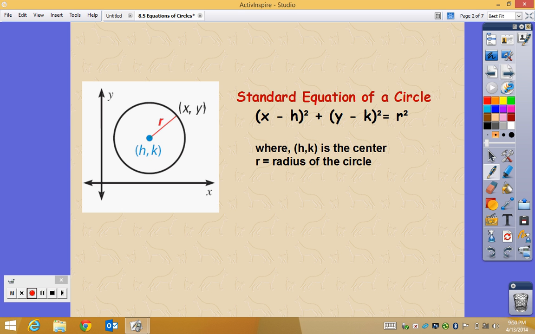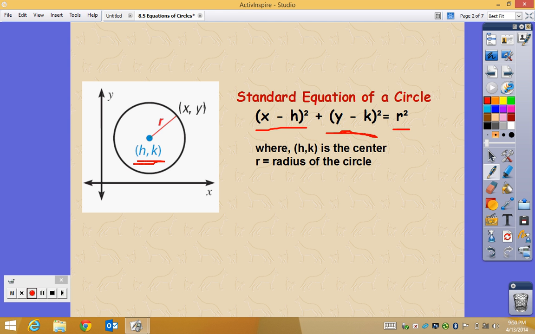So if we take a look, the standard equation of a circle is (x - h)² + (y - k)² = r², and (h, k) is the point, the center of our circle. We see in our diagram it's (h, k). h is the x coordinate, k is the y coordinate, and r is the radius of the circle.